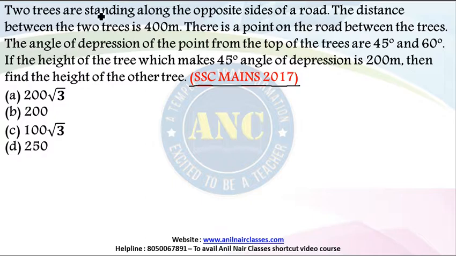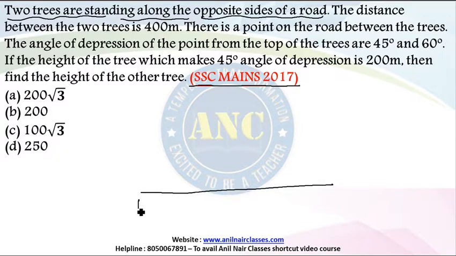See this question. Two trees are standing along the opposite sides of a road. There is a road. This is the road which I will call BE. Two trees are standing. This first tree, okay, it is not a straight line, let me be a little straight at least, right? This first tree is AB. Let me draw another tree. That tree I will call DE.